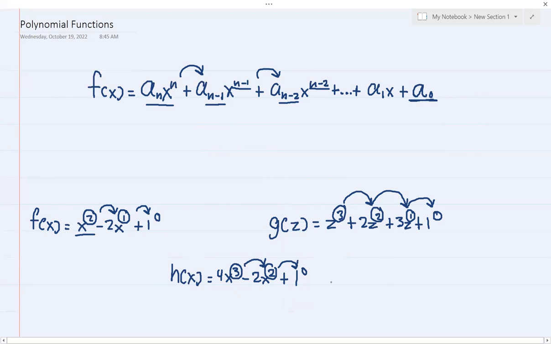How about another one? Let's just say I have j of x is equal to x raised to 4 plus x squared. Now let's take a look. Is this a polynomial? Let's take a look at the exponent from 4 going to 2. So is this correct? The answer is yes, it is still correct.